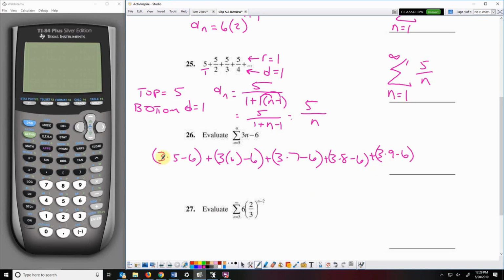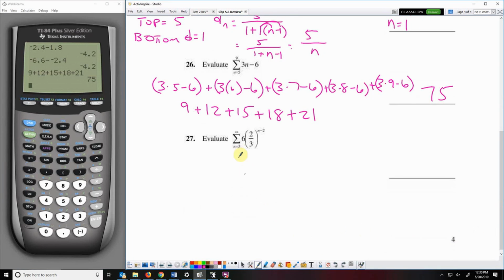Okay, so 3 times 5 is 15, minus 6 is 9. 3 times 6 is 18, minus 6 is 12. 3 times 7 is 21, minus 6 is 15. 3 times 8 is 24, minus 6 is 18. And 3 times 9 is 27, minus 6 is 21. 9 plus 12 plus 15 plus 18 plus 21 is a sum of 75.